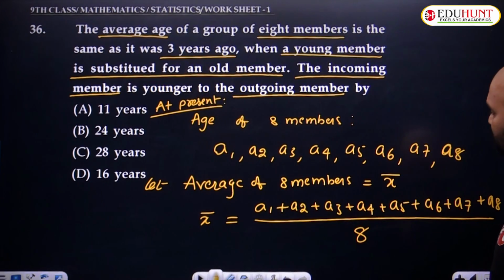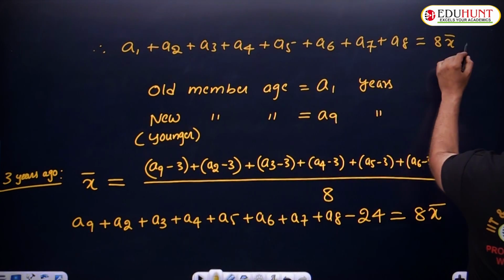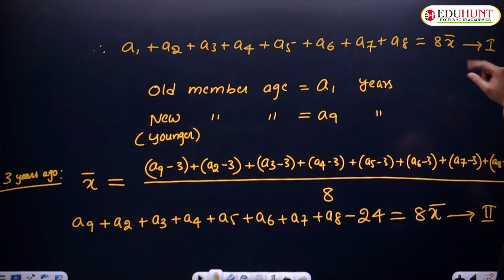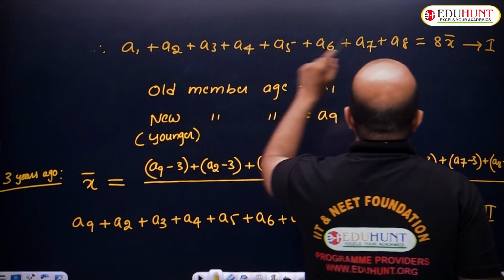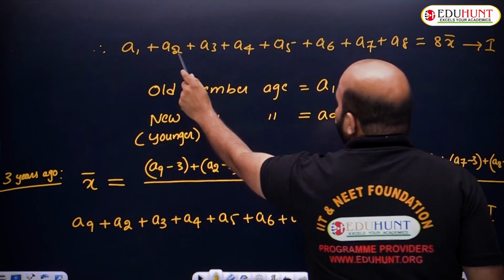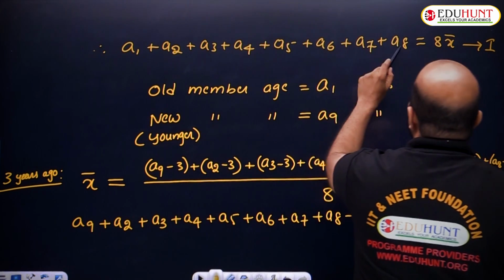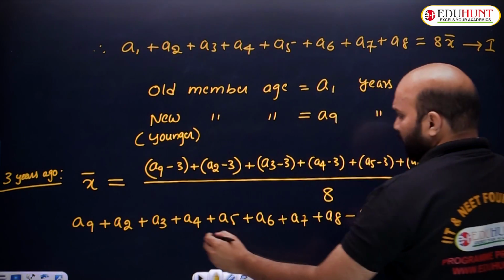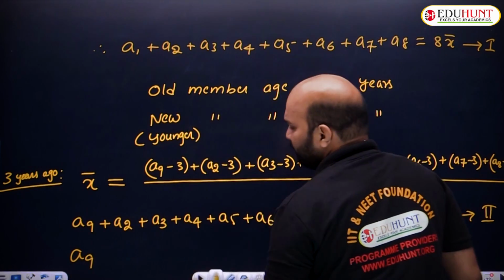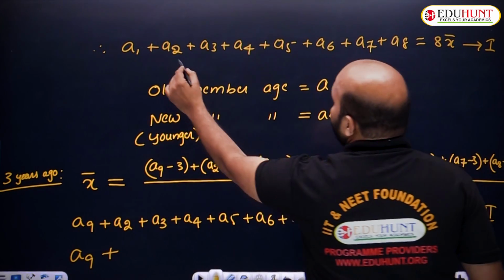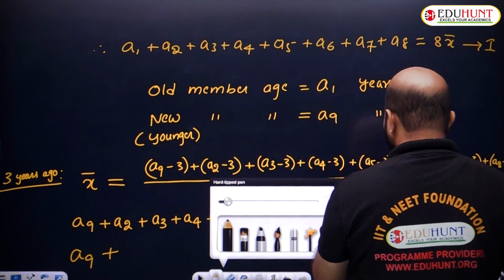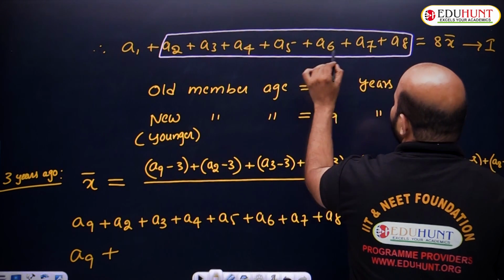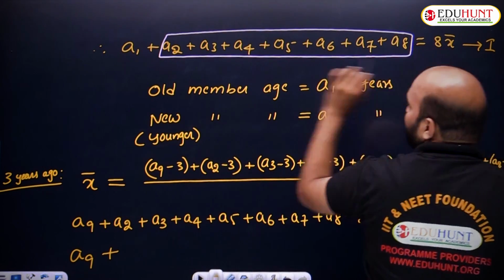Am I clear? So this is equation 1, and this is equation 2. From equations 1 and 2, from equation 1 first, the sum from A2 to A8 can be written as 8x bar minus A1. Am I clear? So A9 same, from A2 to A8. Clearly we need to notice that A2 plus A3 plus A4 plus A5 plus A6 plus A7 plus A8 equals 8x bar minus A1.